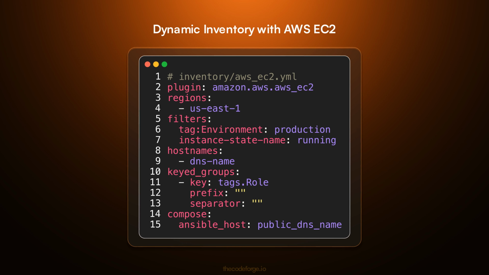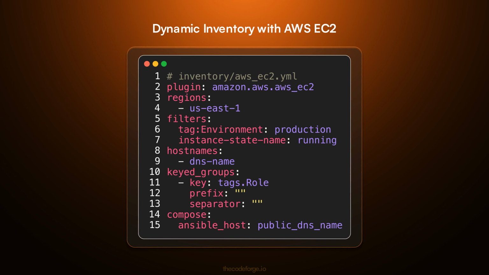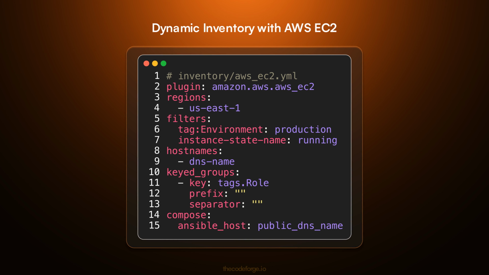The article mentions dynamic inventory plugins, but only shows a static inventory. Here's how to use the Amazon Web Services aws_ec2 plugin to automatically discover Elastic Compute Cloud instances by tags, which is essential for cloud-native environments.